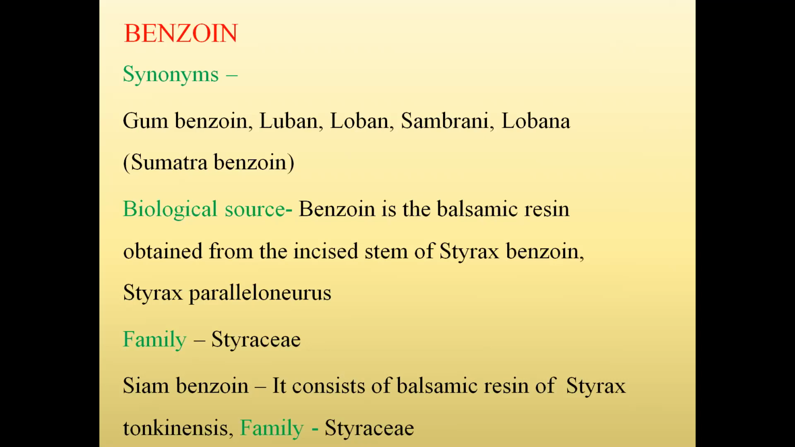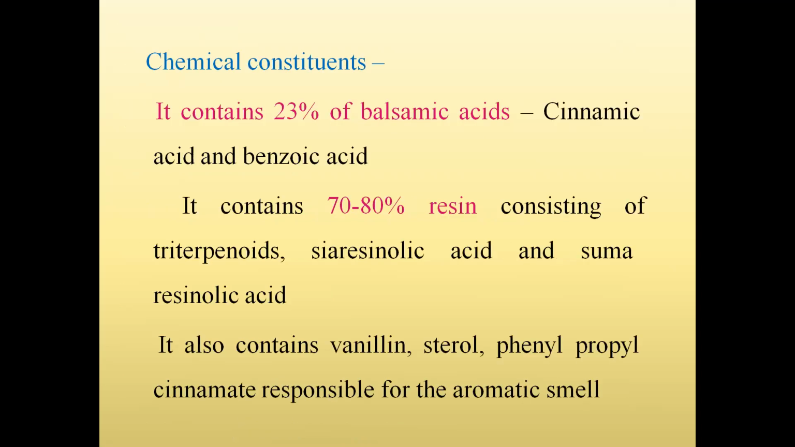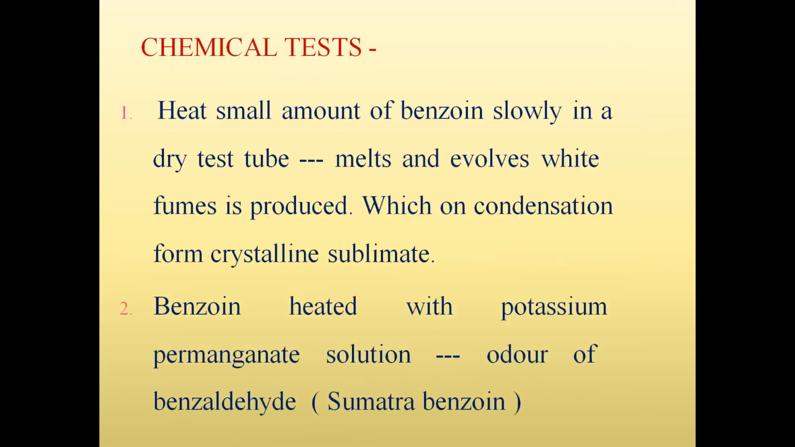Styrax benzoin and Siam benzoin. This is Sumatra and Siam benzoin. Main constituents are 23% of balsamic acid, cinnamic and benzoic. 70 to 80% resin consists of triterpenoids, siaresinolic acid and sumaresinolic acids. Now the chemical tests are here in this, and if anybody asks you about the chemical test of the resins, you can write these chemical tests also.